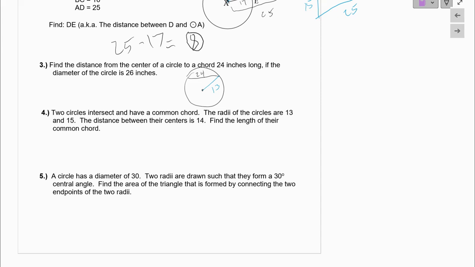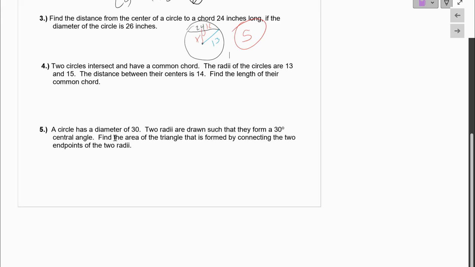So whenever they say distance from a point to a chord or point to a segment, that's the perpendicular distance. So we actually form a right angle, and very similar to the last problem, this segment that goes from the center to the chord and forms a right angle is actually the perpendicular bisector. So that's 12, and we have 12 and 13, which means the distance, which is what I'm looking for, is 5.